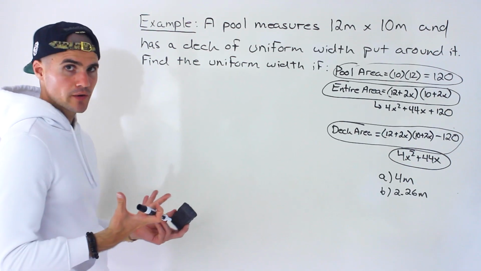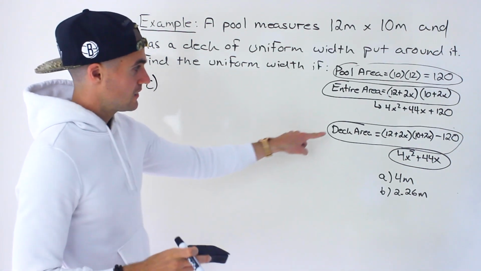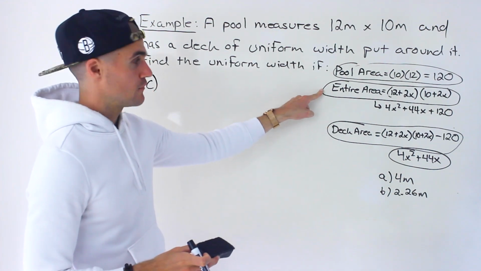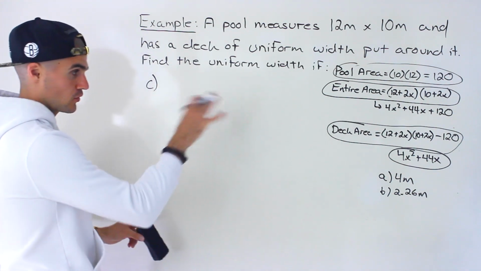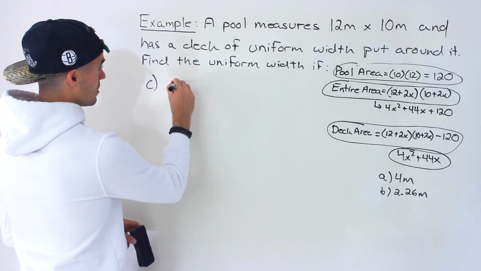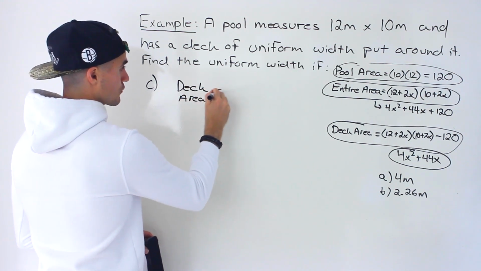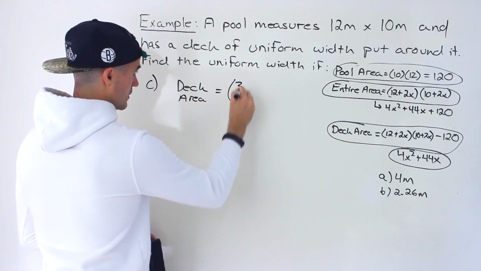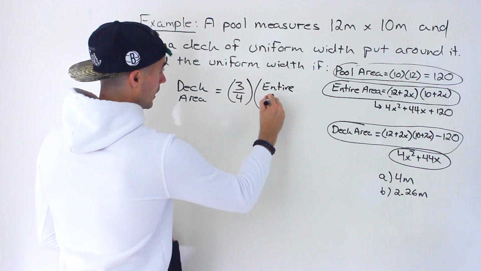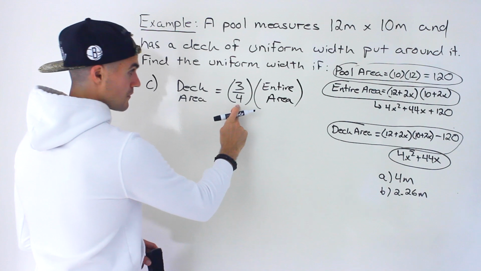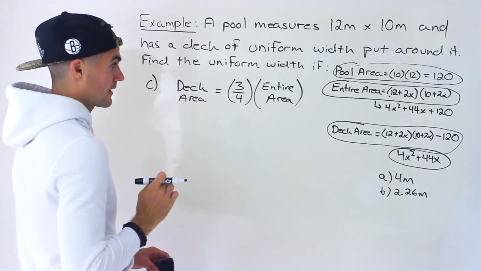Now in part C, what they say is that the deck's area is 3/4 of the entire area. So let's first put those into an equation that just has words before even plugging in any expressions. So the deck area is 3/4 of the entire area. So if we take the entire area and multiply it by 3/4, or 75% of the entire area, that's going to be the deck area.